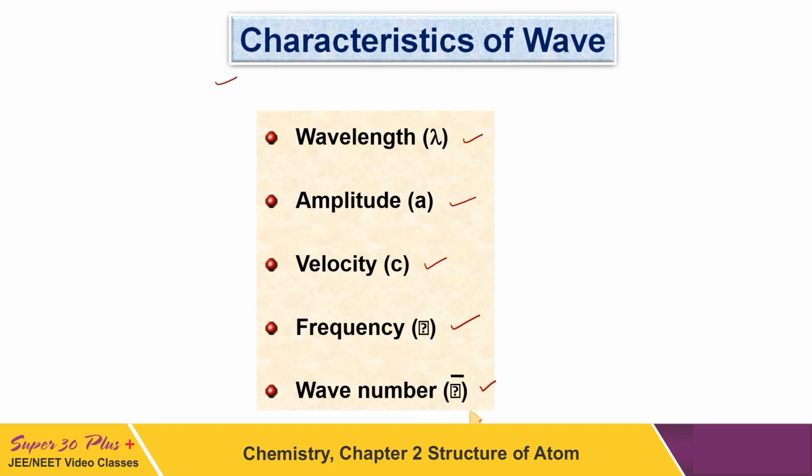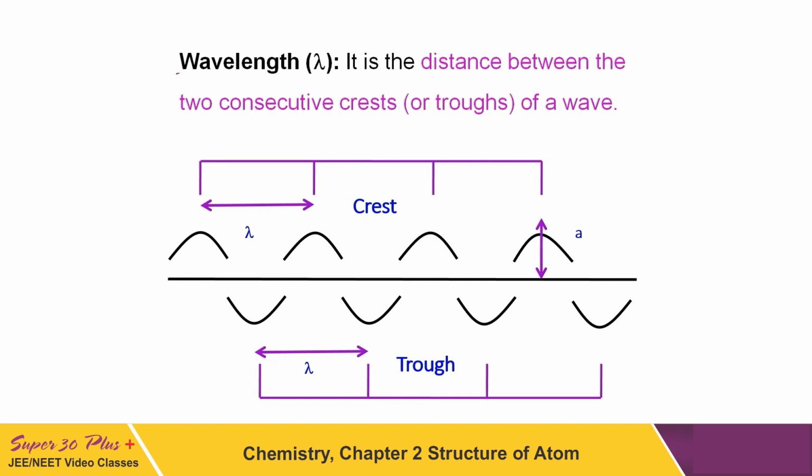So now we will start discussing these characters of wave. The first character of wave which comes in front of you is the wavelength. Wavelength is represented by the Greek term lambda. Spelling is LAMBDA, where B is silent. Lambda. So what is lambda?